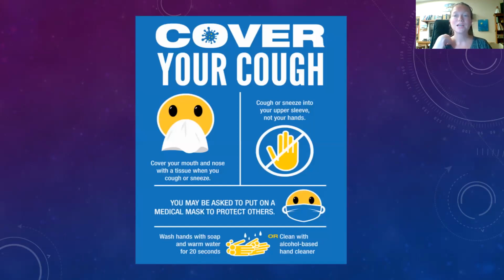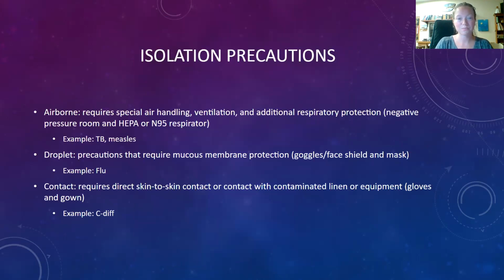Another thing to remember in preventing the spread of infection is covering your cough. You want to cough into the upper arm, into your elbow. That's to protect you from spreading it into your hands, which you then could touch something, a surface or a person. And of course, always washing our hands if we do accidentally cough or sneeze into them.